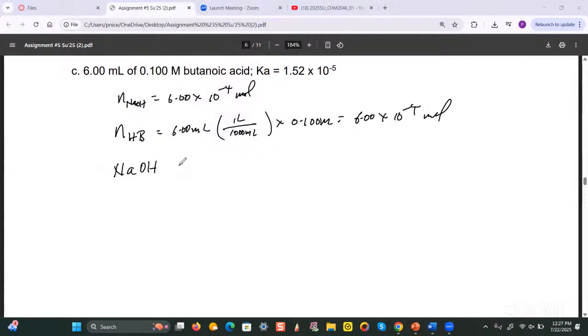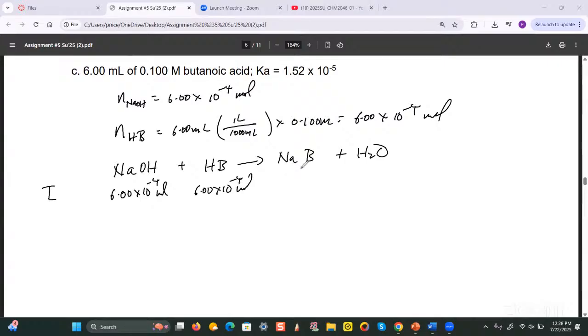NaOH plus HB to give NaB plus H2O. Initially, we would have 6.00 times 10 to the minus 4 moles of sodium hydroxide and of HB. So they're both the same, right? And the sodium butanoate would be 0. Again, we don't need to concern ourselves with H2O.